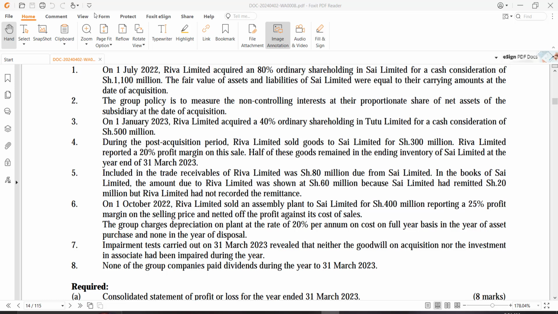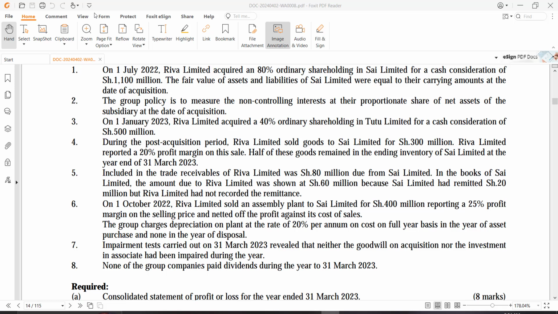Number 5, included in the trade receivables of River Limited was 80 million due from SAI. In the books of SAI Limited, the amount due to River was shown as 60 million, because SAI had remitted 20 million, but River had not recorded the remittance.